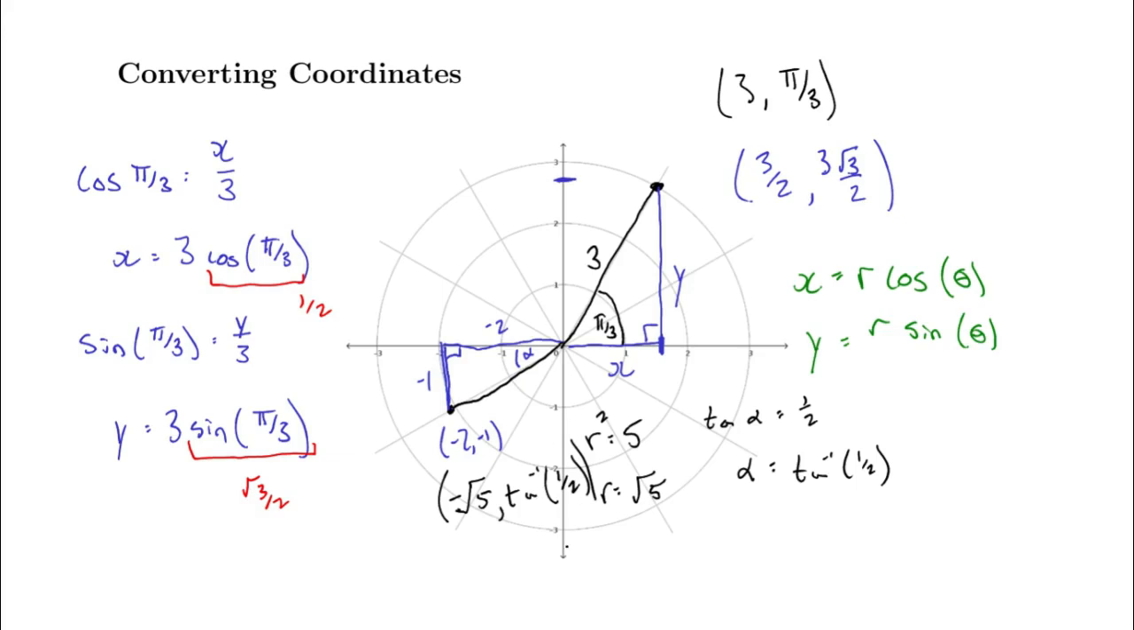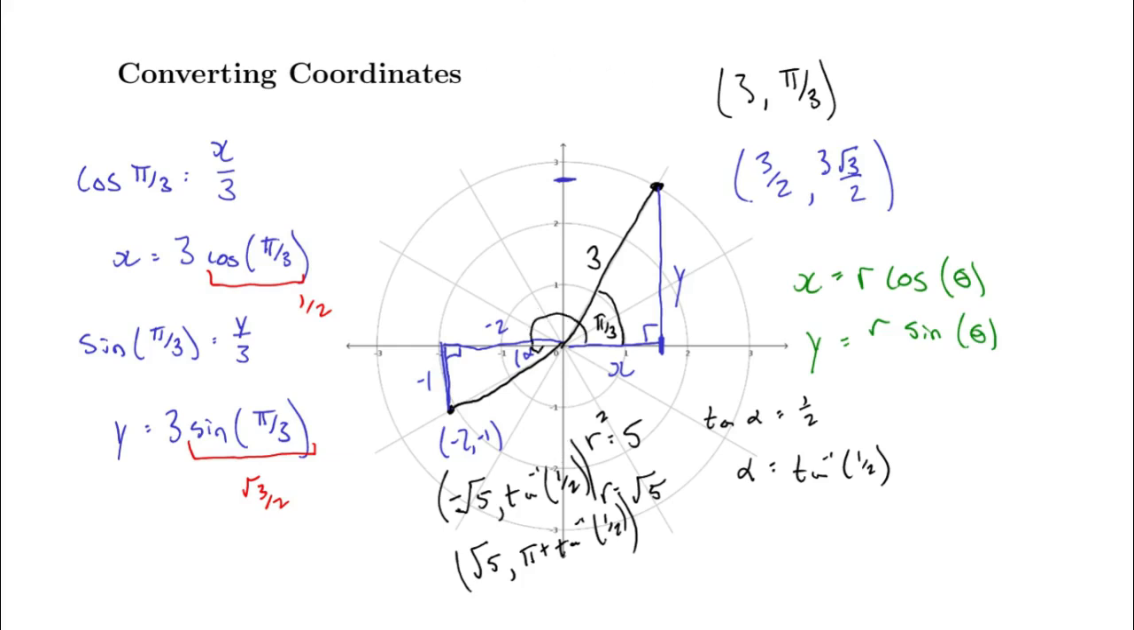I could evaluate it and round it off to some decimals or something like that. It's not a nice one that I really know off the top of my head, so I'll just leave it like that. Or you could say it's square root 5, pi plus tan inverse half, right? To make sure that you do get all the way around to this thing.